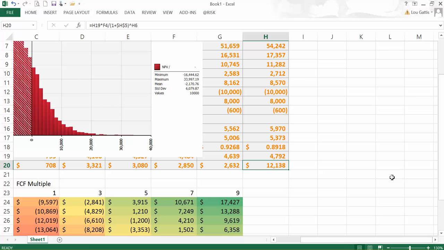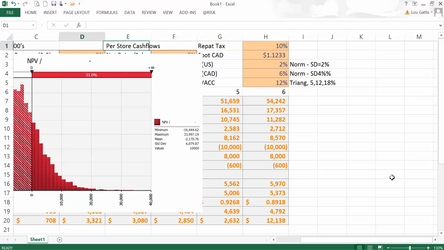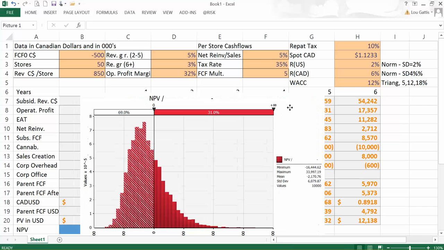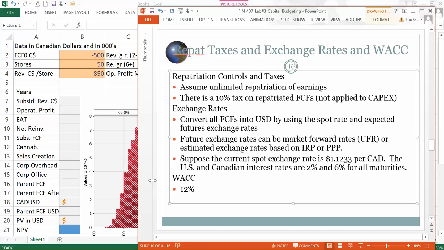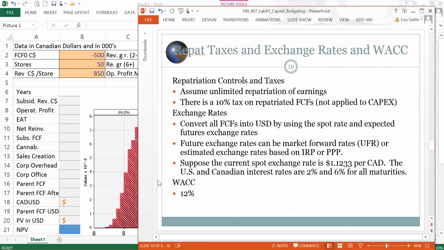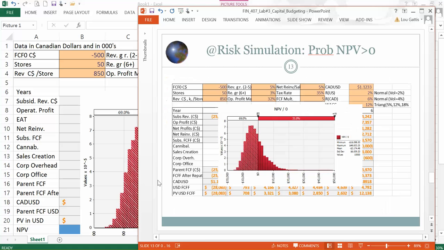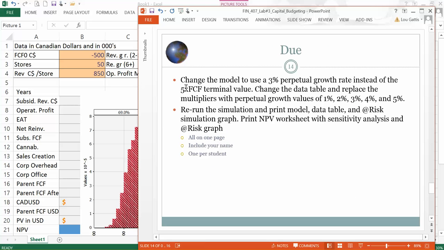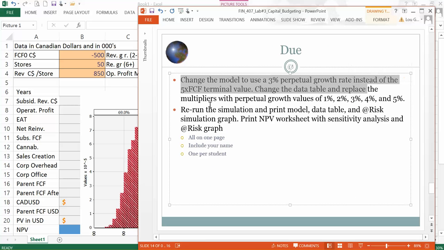What you're going to do is take that out, and then change the spreadsheet so that it's not going to use a free cash flow multiple. It's going to use a perpetual growth rate of 3%. Do a constant growth perpetuity calculation. Once you do that, change the formulas so it does a perpetuity formula and not a free cash flow multiple. Change the data table so that it doesn't look at different levels of free cash flow multiple. Change it to calculate NPV using perpetual growth rates of 1, 2, 3, 4, and 5%.